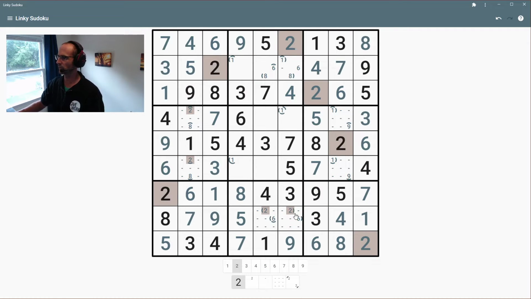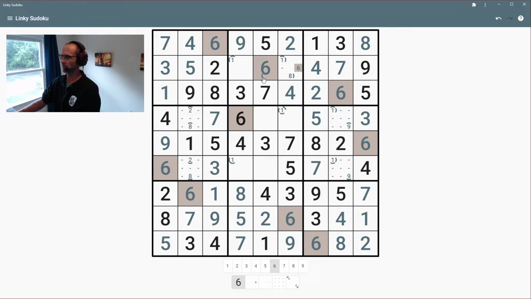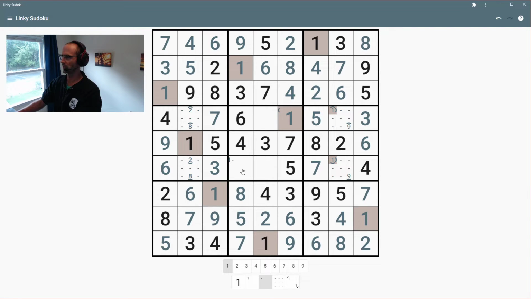That gets rid of this 2 and makes that the 2, and then it makes that the 6, which gets rid of this 6, leaving this as the only one left in the block. Follow the link to the 8, follow the link to the 1, which eliminates that 1, which means this must be the 1, and that must be the 9.